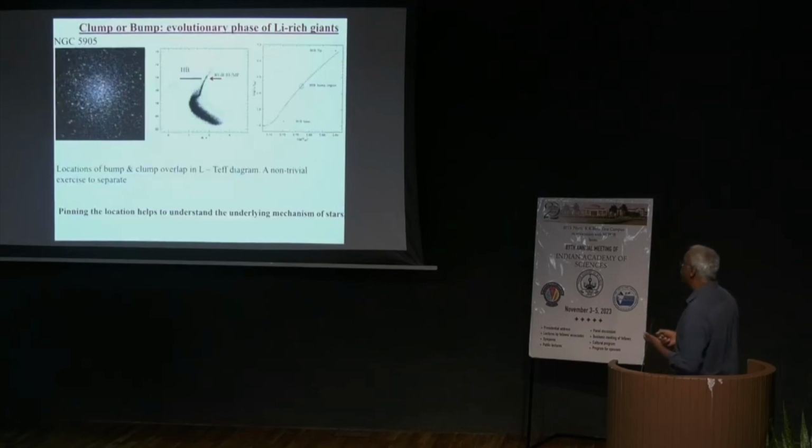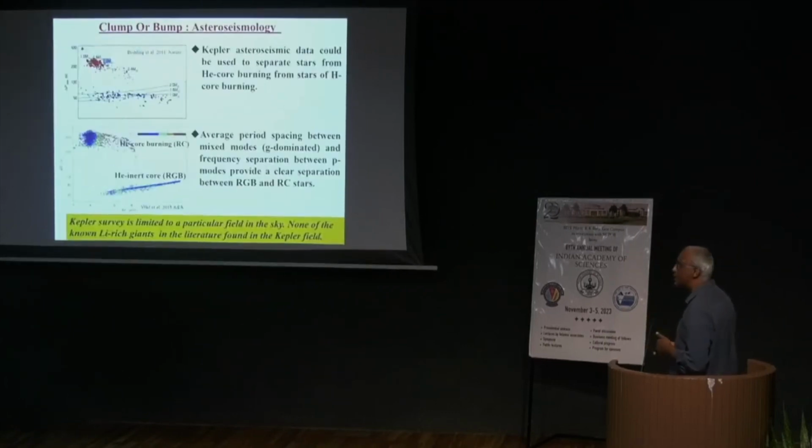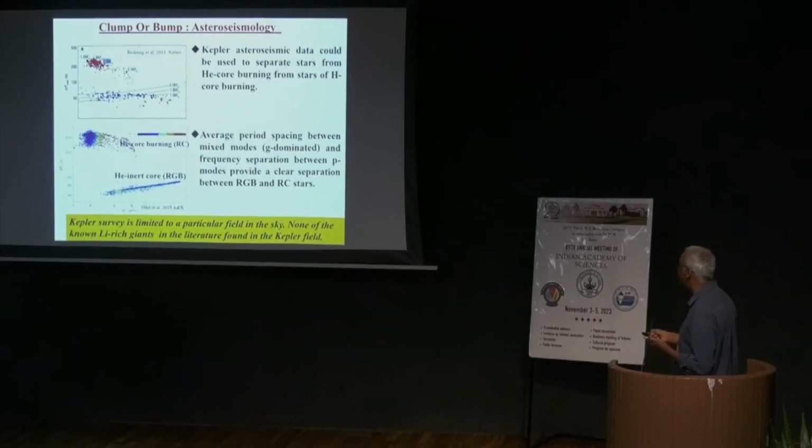Getting the spectra, you can solve this problem if I have a bigger telescope and better resolution spectrographs. I can go to very faint globular clusters, but then it is extremely difficult. Then the boom came because of asteroseismology, when the Kepler data was released, and they could see the difference between RGB stars and RC stars.